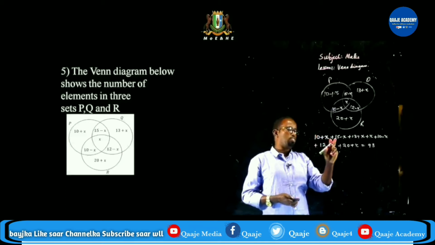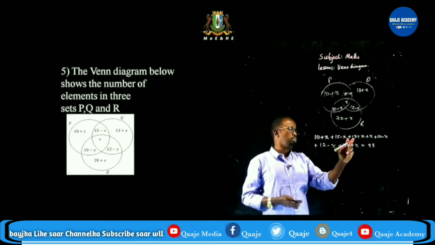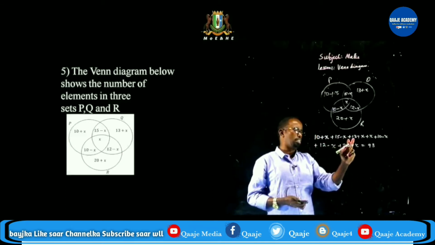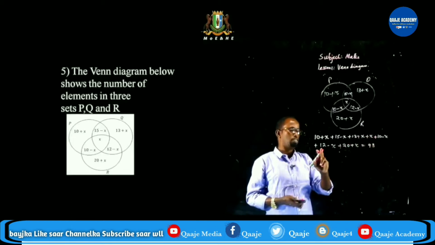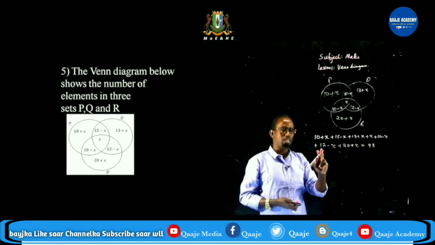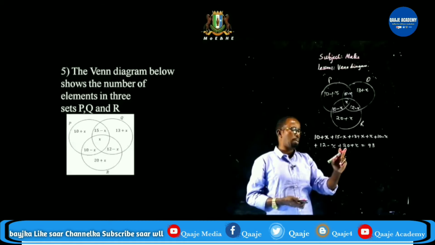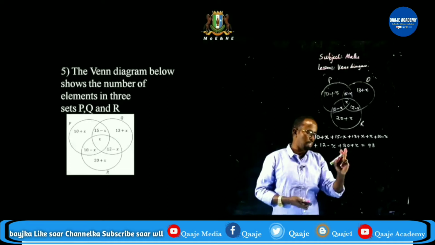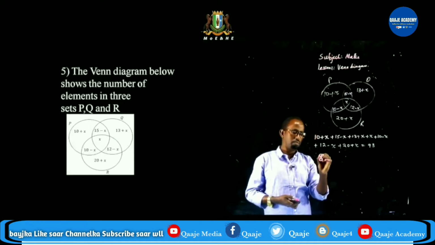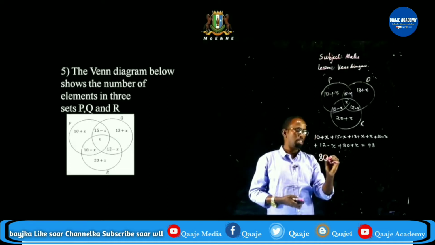I said 10 plus 15, 25. 25 plus 13 is 38. 38 plus 10 is 48. 48 plus 12, there you get 60. 60 plus 20, you get 80. So that is 80.